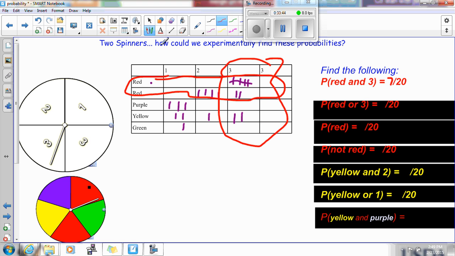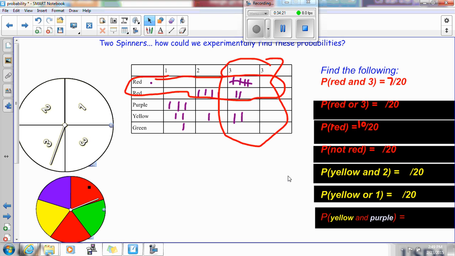7 out of 20. Okay, the probability of red, well, that's both of these reds. How many times did it land on red? 5 plus 5 is 10. So I'll add up all of these and we get 10. So it landed on red 10 times out of 20. Oh, that's 10, sorry, it goes down here. Probability of red is 10 out of 20.